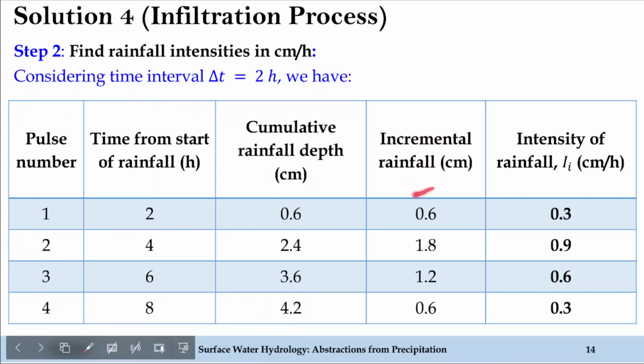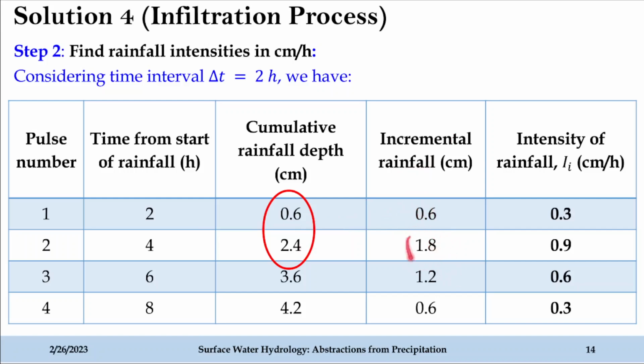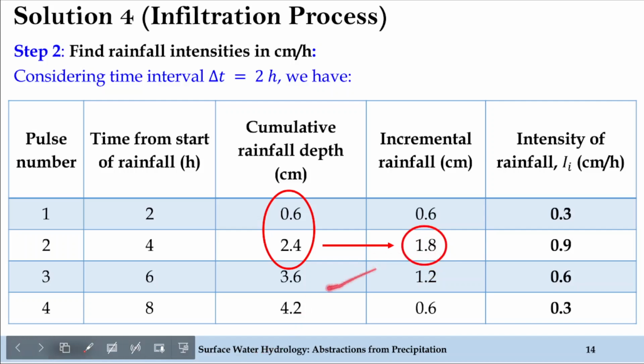Now let's find the incremental rainfall. How do we find it? Let's focus on these two components, 0.6 and 2.4. This was the first observation, so we have taken 0.6 as it is. But to get the incremental rainfall at the second pulse, we just subtract 0.6 from 2.4, and that yields 1.8. This is how we have obtained the incremental rainfall against each pulse.